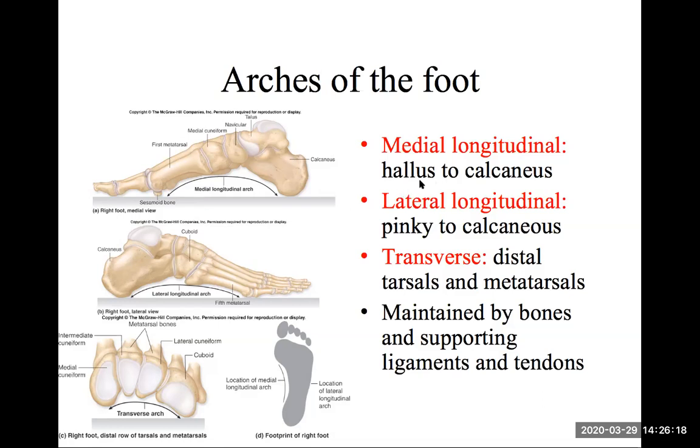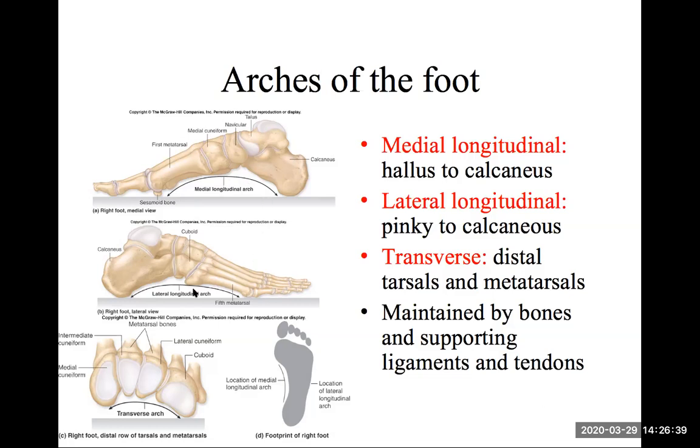It runs from the hallucis, right? That's the big toe, back to the calcaneus. That's the tarsal bone that we call the heel. It's also where the calcaneal tendon attaches, right here. So this large arch is the medial longitudinal.